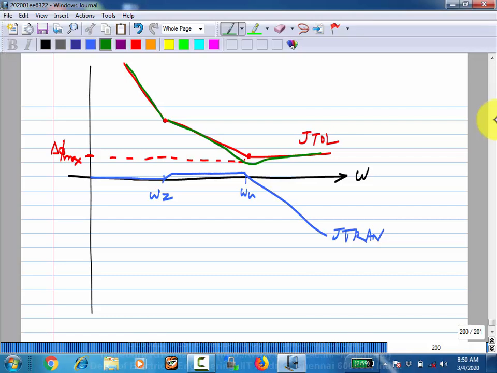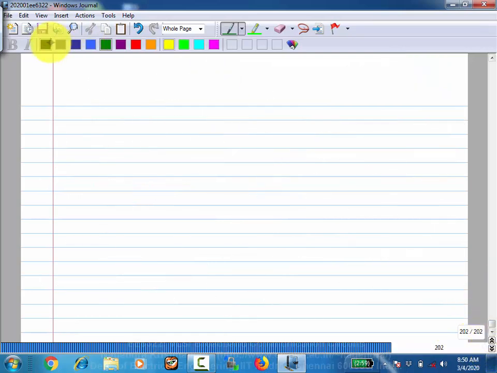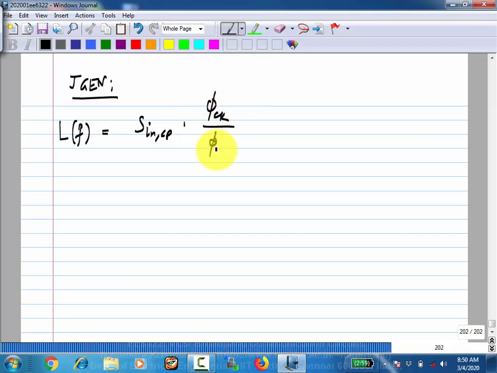Is this fine? So these are the three parameters that you always see reported for a clock and data recovery circuit. And jitter generation is the random jitter generation we have seen. So essentially you will have this output jitter or output phase noise, let's say, and integrating this you will get the jitter. So this will be the spectral density of charge pump noise times the corresponding transfer function magnitude square.